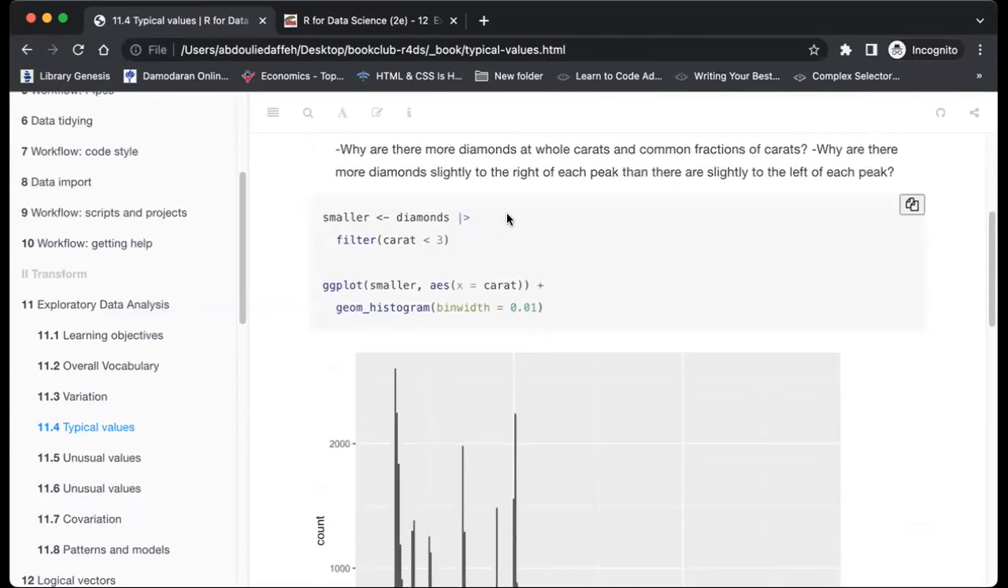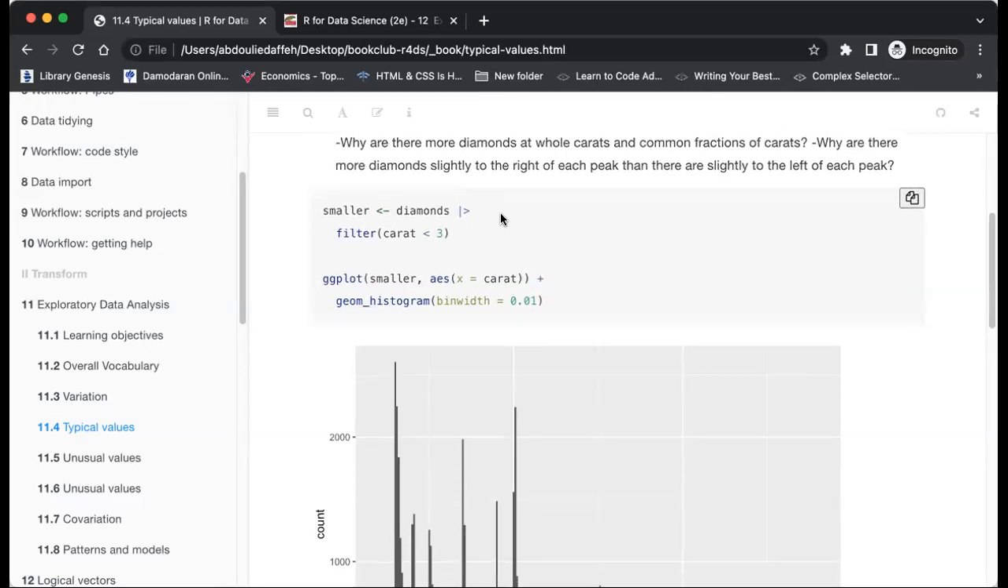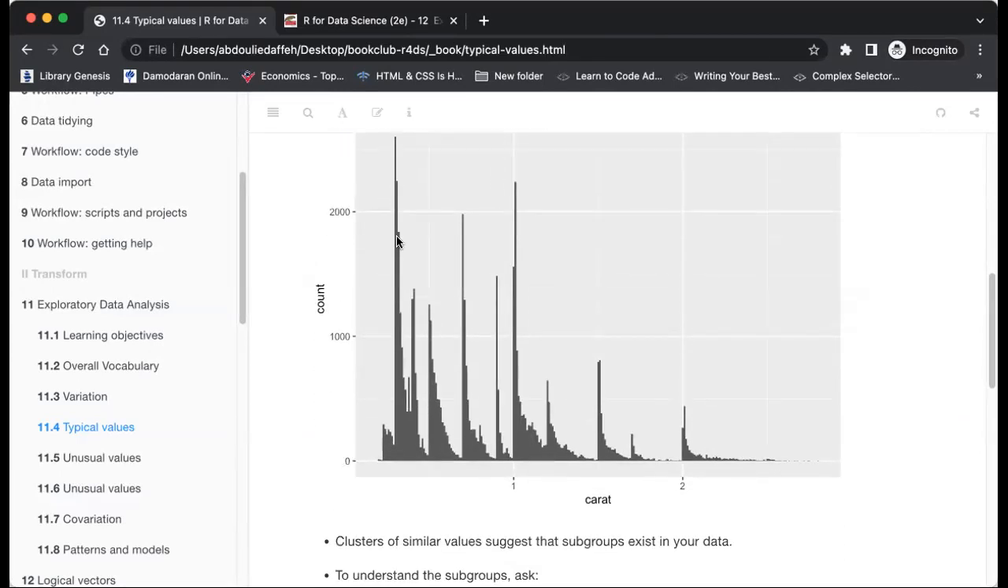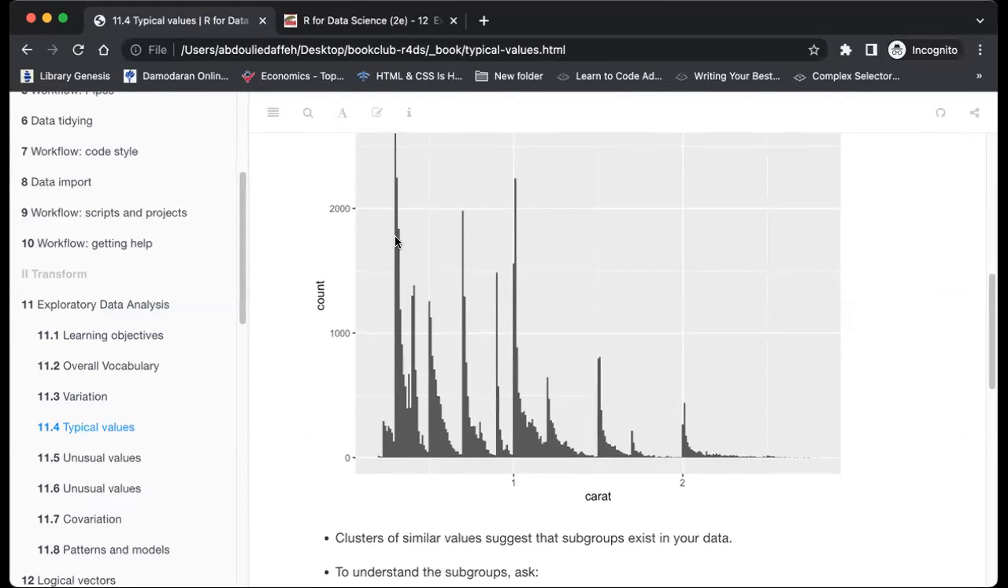Why are there more diamonds at whole carats and common fractions of carats? Why are there more diamonds slightly to the right of each peak than there are slightly to the left of each? So basically that's it. We could see it seems to be a bit skewed towards the right. Something like this.